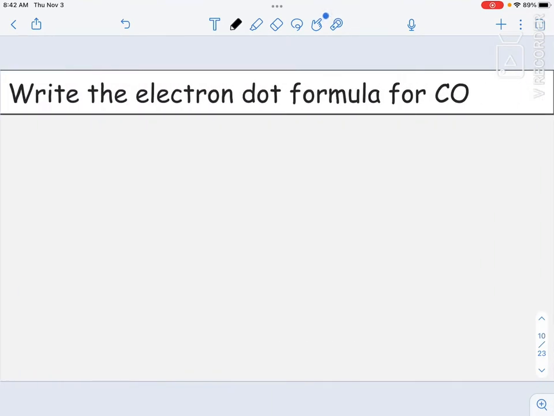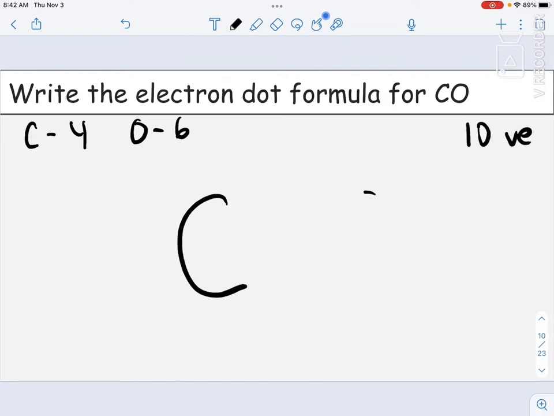Moving on to carbon monoxide. Carbon has 5 valence electrons, okay? Carbon has 4 valence electrons. I made a mistake. Carbon has 4 valence electrons. Oxygen has 6. We have a total of 10 valence electrons, guys. We're going to put them together, go ahead and bond them. That's 2 valence electrons, so we have 8.